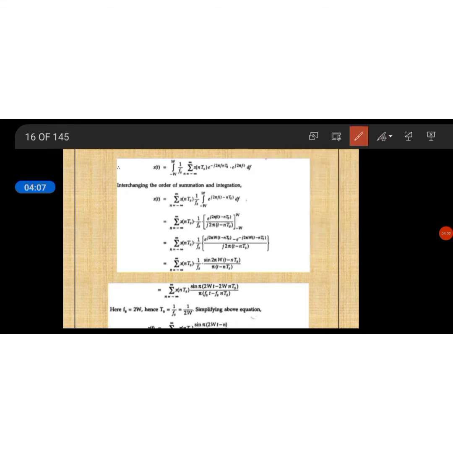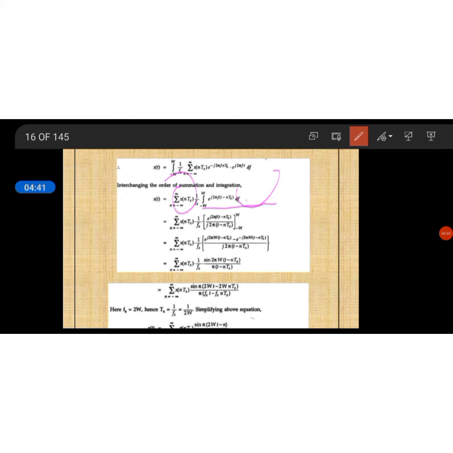So consider the integral over minus omega to plus omega of 1 by fs and the rest. Here this can be considered as e power minus j 2 pi nTs into e power j 2 pi f t. The common terms you have to take outside: e power j 2 pi f, with t minus n into Ts. So this is e power j 2 pi f (t minus n Ts) df.